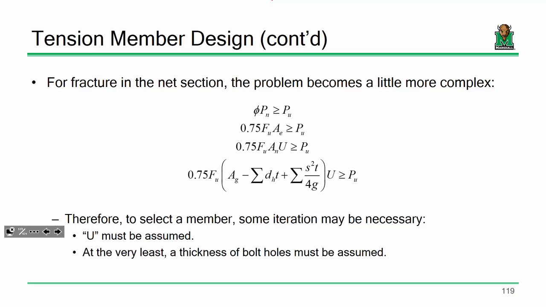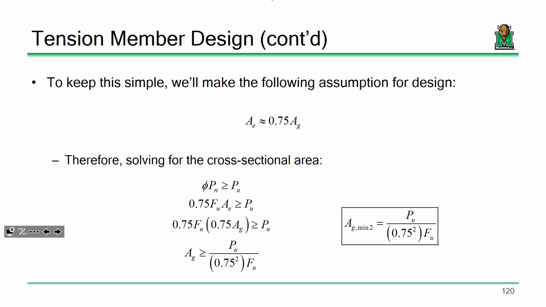So here's what I'm going to do. I'm going to make a very basic assumption right off the bat. I'm going to assume that the effective net area is about 75% of the gross area. So this is taking the gross area, removing the bolt holes, getting to net area, and then adjusting by U to get effective net area. Now, let's be clear. This is an assumption. Because it is an assumption, when we select a member, it will be a trial member because we have to go and check that member and validate those assumptions that we made.